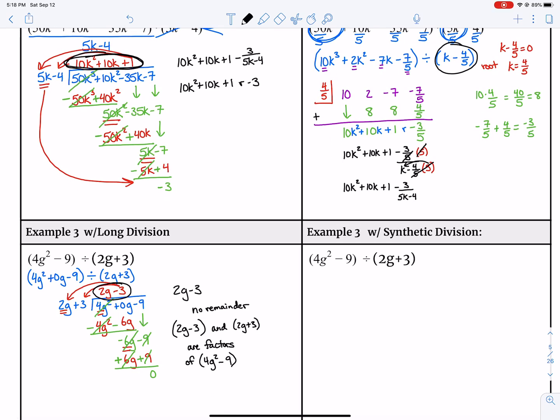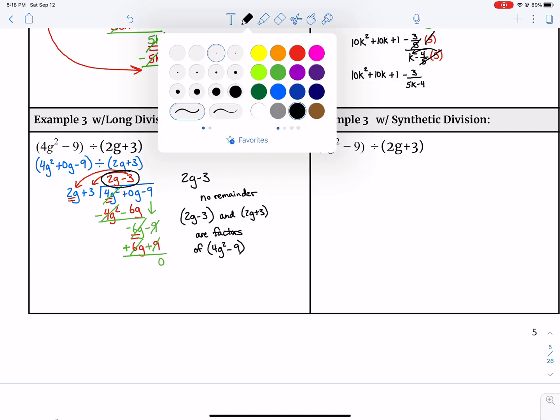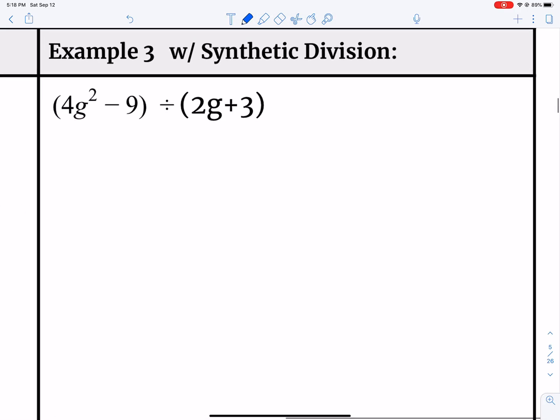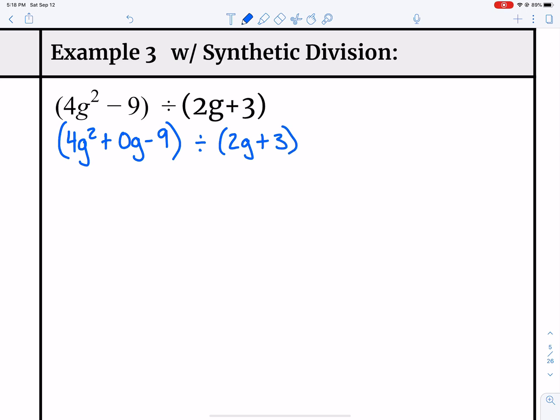Let's look at example 3. So we did it with long division. Let's look at it with synthetic division. So let's find how to set it up. So I would still recommend that we write it out with the missing variable. So 4g squared plus 0g minus 9 is still a great thing to do first. But we're dividing by 2g plus 3.